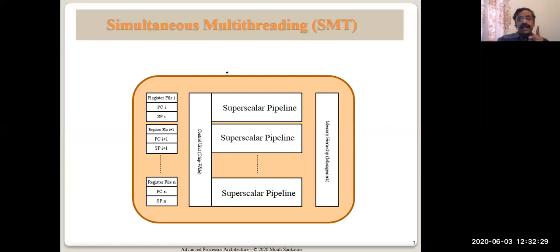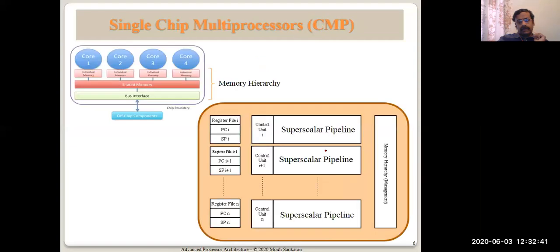Is this picture the same as the previous one I showed you? If you are alert, you might have seen the difference. Let me show you the previous picture again. Here also there are superscalar pipelines. Here also there are separate contexts. I will call them contexts because they include flags, PC, SP, interrupt controller, a lot of things. These are only the very minimum shown.